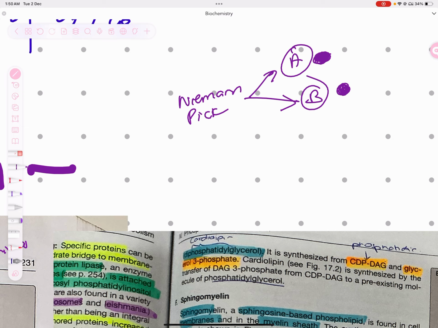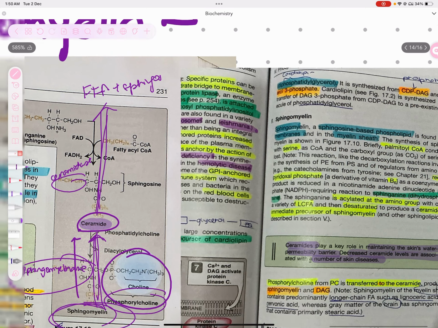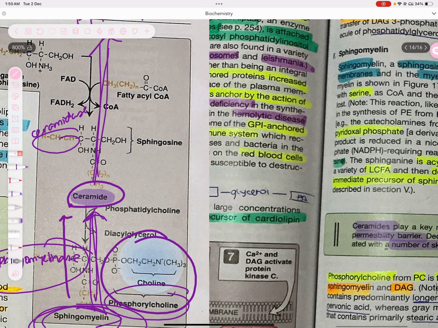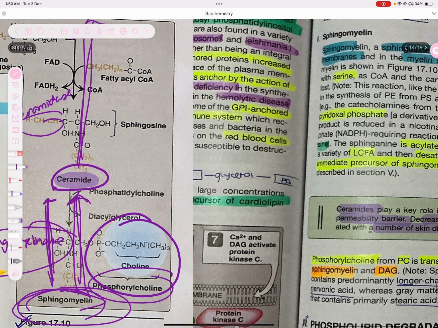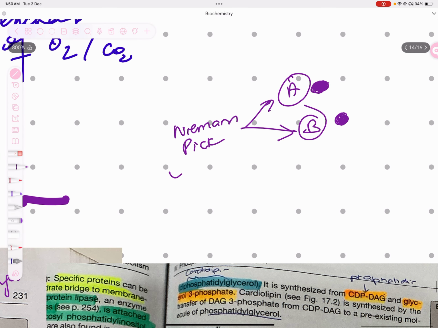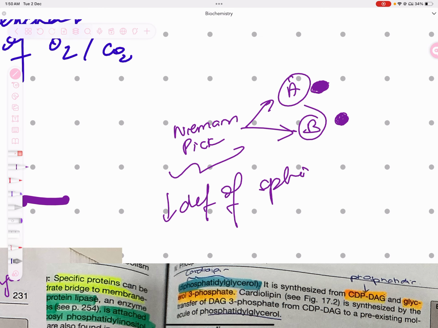Now what exactly happens is that Niemann-Pick is an autosomal recessive disorder which is caused by the inability to degrade sphingomyelin. So we cannot degrade sphingomyelin. Why is it so? Because of the deficiency of sphingomyelinase. So if anyone asks you about Niemann-Pick, it's caused by the deficiency of sphingomyelinase. And then sphingomyelin starts accumulating.